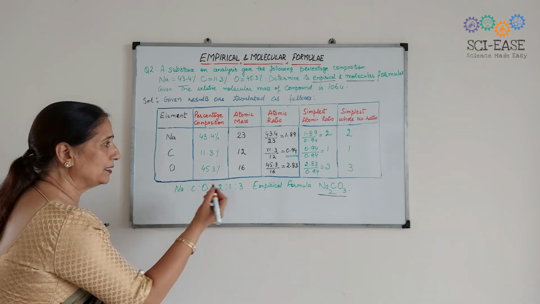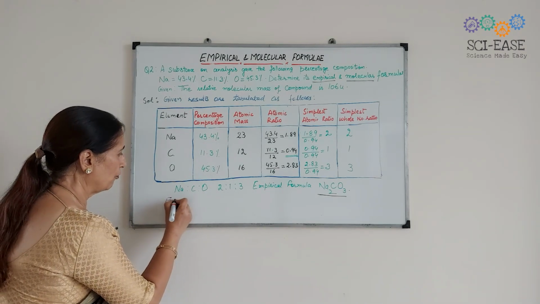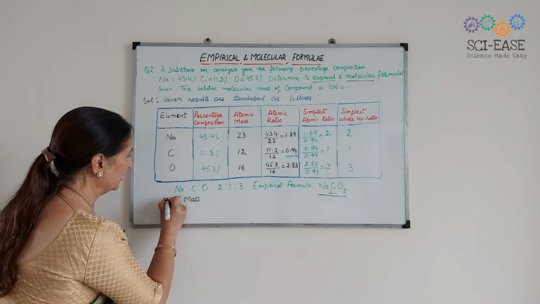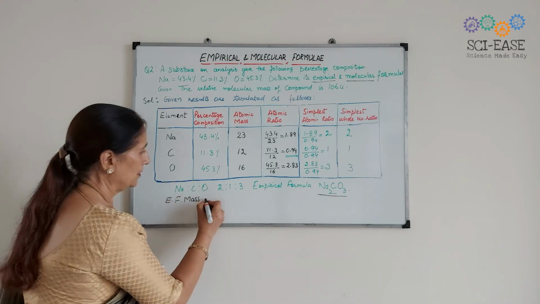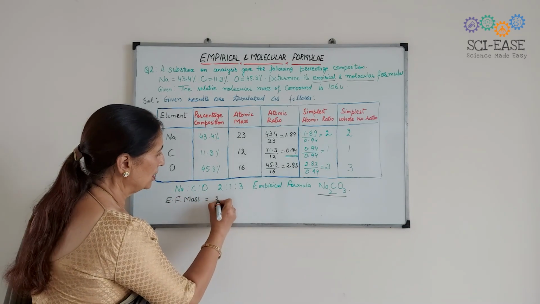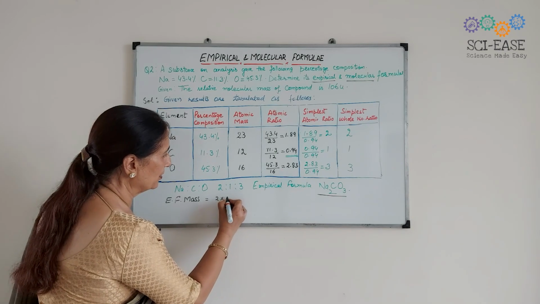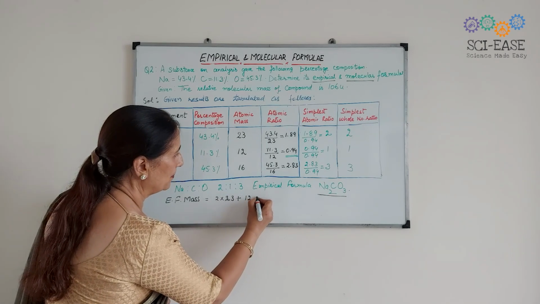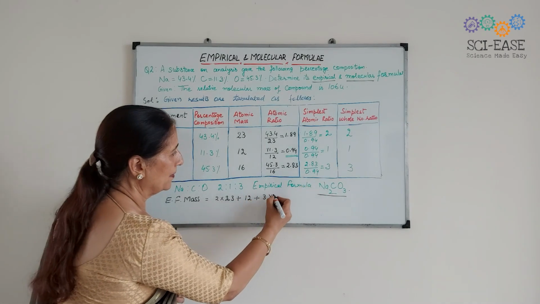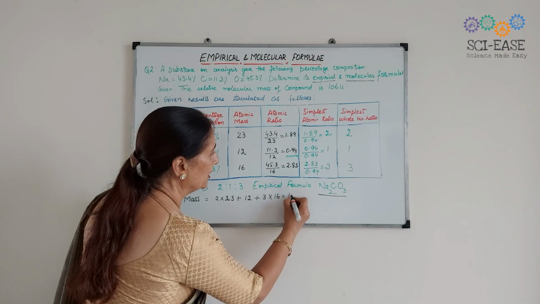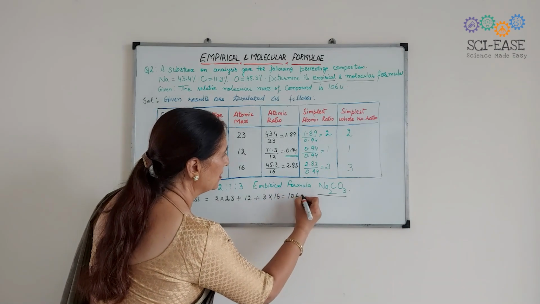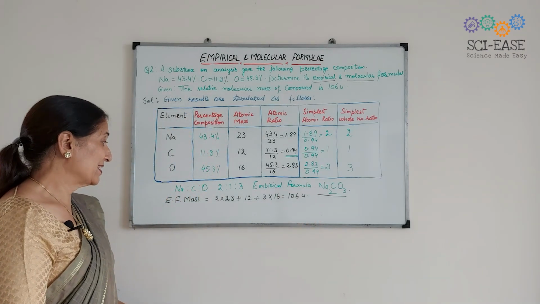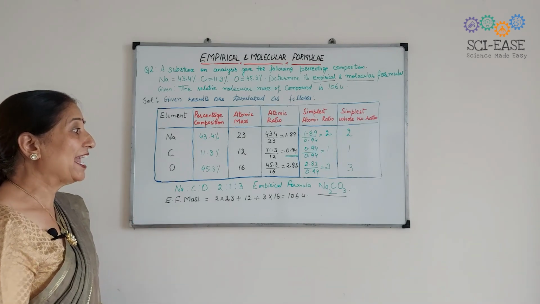We have to calculate the empirical formula mass. How we will calculate this empirical formula mass? Sodium 2 multiplied by 23 plus carbon 12 plus 3 multiplied by 16, it will come out to be, you calculate it, it will be 106 U. Okay. Now the next step is calculate the value of N.